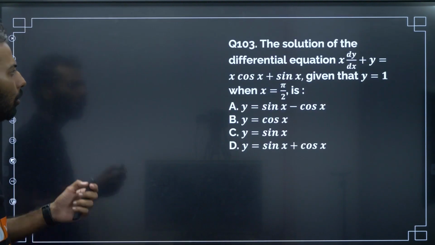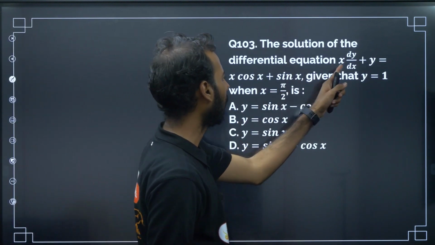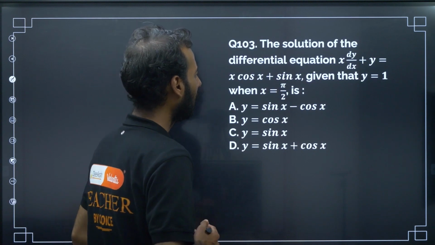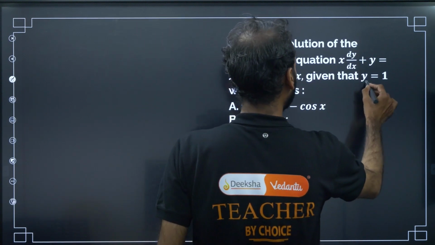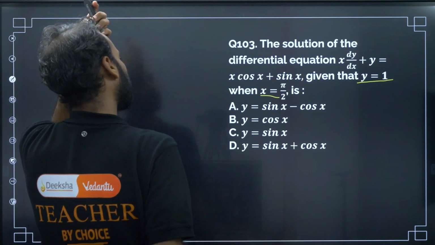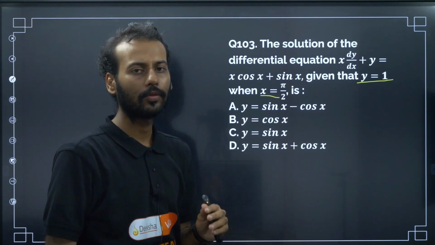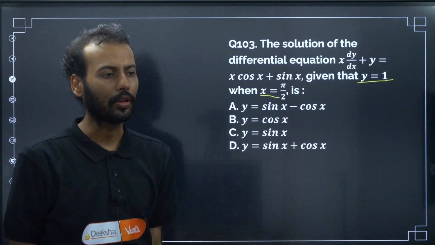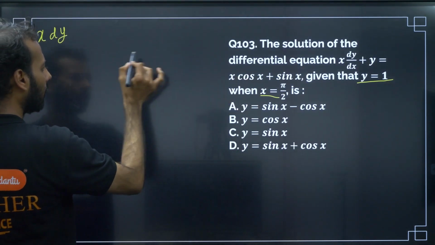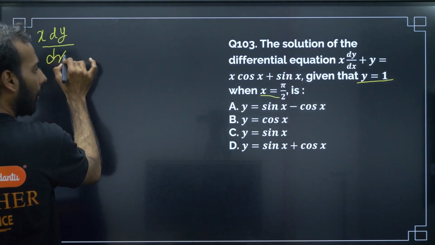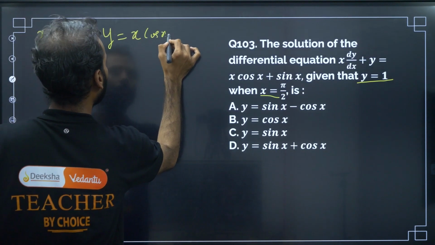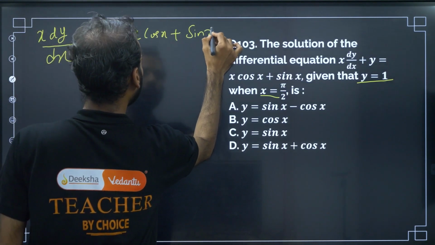Moving on to the next question. The solution of the differential equation x dy by dx plus y is equal to some function they have given. Given that y is equal to 1 at x equal to pi by 2, this is okay. For the differential equation, focus on the solution. So let me write that differential equation here. Same differential equation, I am just copying and pasting it here. dy by dx plus y is equal to x cos x plus sin x.